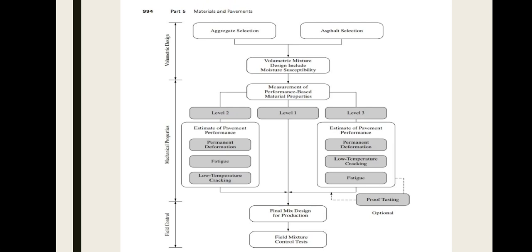So, aggregate selection, then the asphalt selection, then down to volumetric mixture design, including moisture stability. Then measure of the performance-based material, and there are three levels: level 2, level 1, and level 3. At level 2, estimate pavement performance: permanent deformation, fatigue, low temperature cracking. At level 3, estimate of pavement performance: permanent deformation, low temperature cracking, fatigue. Then level 1 is the final mix for production. Field mixture control test.